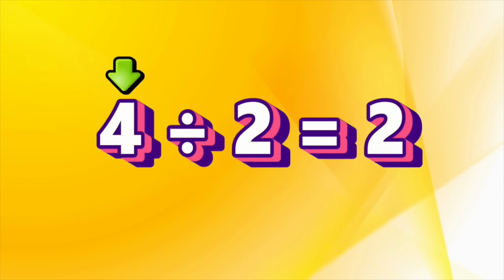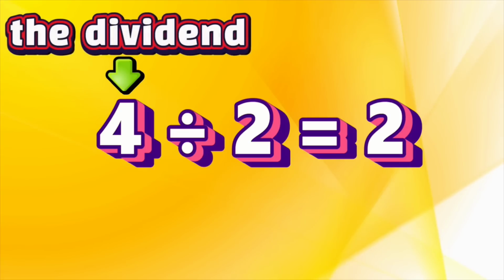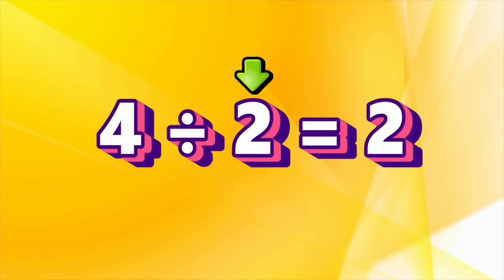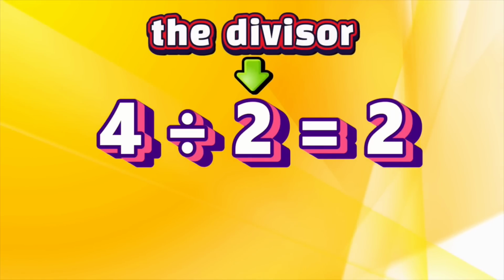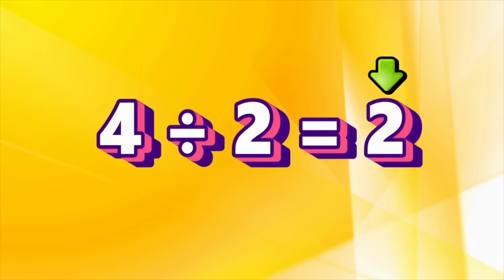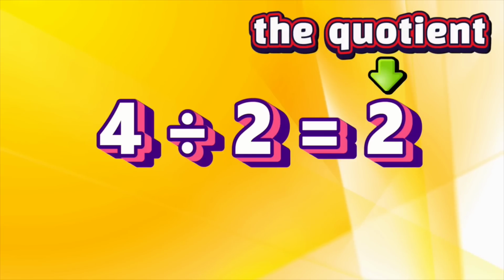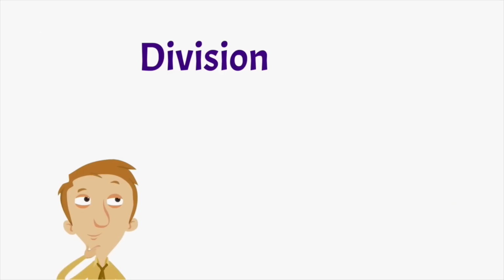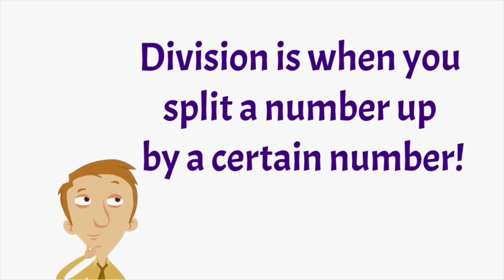This 4, the total number of pairs, is called the dividend. The dividend is the total number you are splitting up. This number 2 is the divisor. The divisor is the number of groups you are splitting the dividend into. In this case, it's 2, because Michael and Liam are splitting the 4 pairs. And of course, this number 2 is the answer. The answer to a division problem is called the quotient. This number 2 is the quotient. That's division. Division is when you split a number up by a certain number.